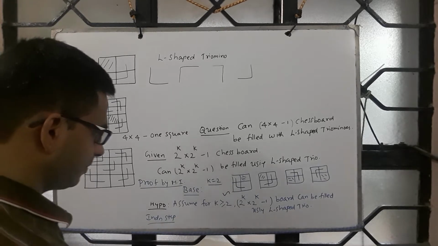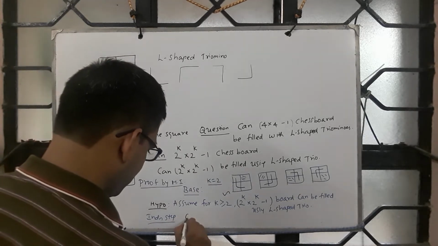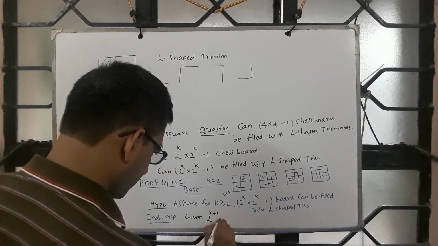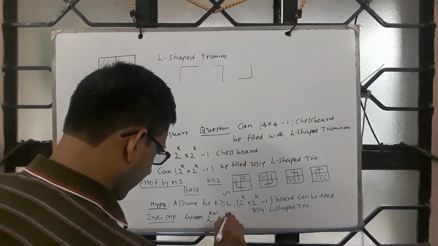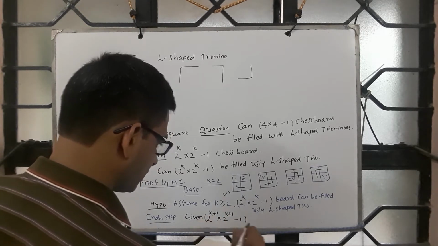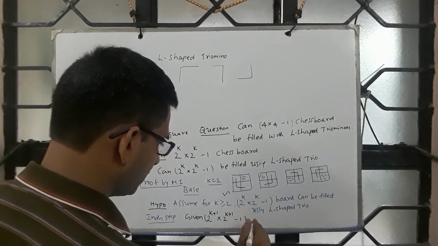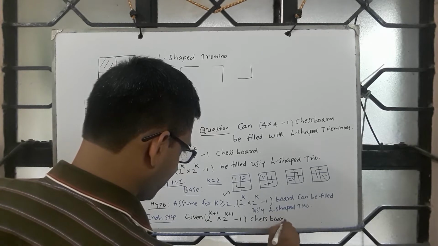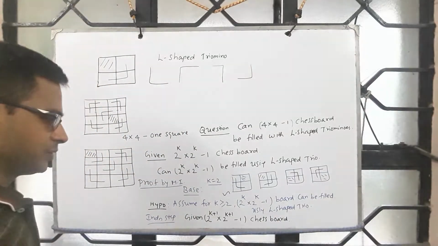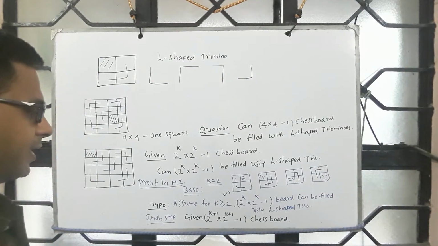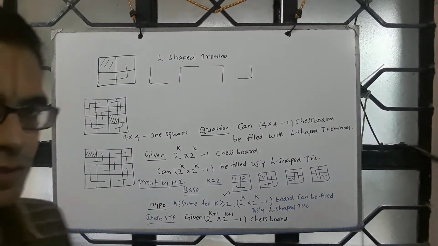So, induction step: we are given a 2^(k+1) cross 2^(k+1) chessboard with one square removed, so 2^(k+1) cross 2^(k+1) minus 1. Some one square is removed. So we are given this chessboard. We want to know whether this can be filled using L-shaped triominoes. Correct? Let's look at this.